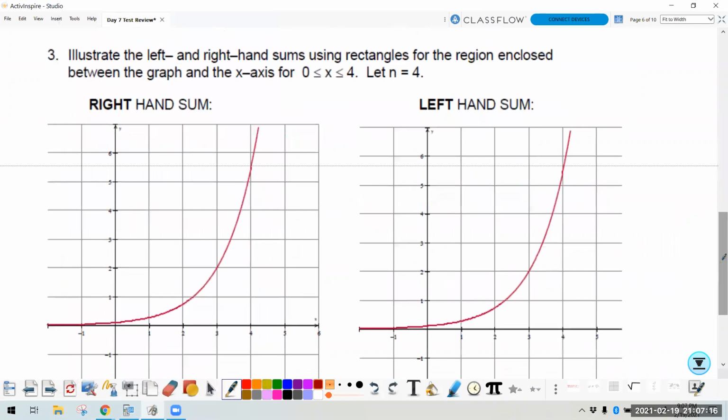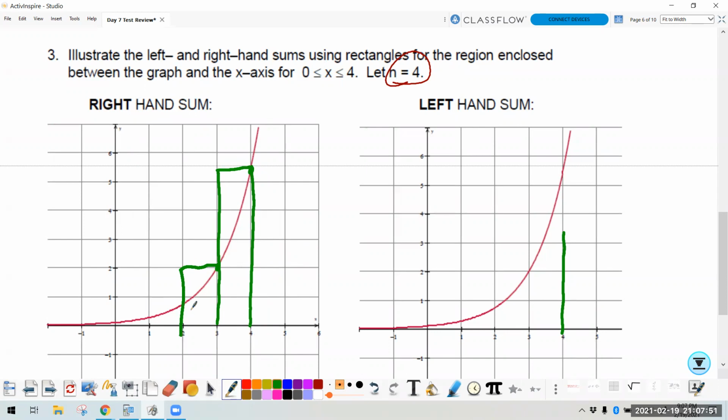All right, draw the right and left-hand sums from 0 to 4 using 4 rectangles. So that means each rectangle will have a base of 1. And I have to stop at 4. I like to give myself that stopping value to make sure I don't go over. Right-hand sum means my right-hand corner.